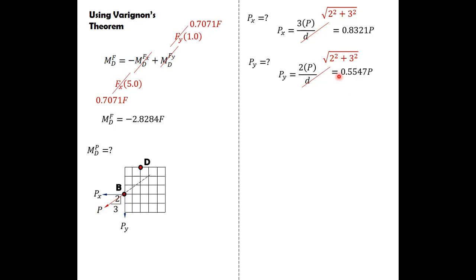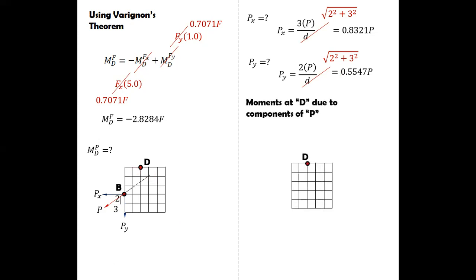Okay, now let us analyze the rotations of the two components about point D. Let us start with analyzing the rotation to be generated by the x component about point D. That is clockwise, and the moment arm is 3. It is the vertical distance from point B to point D. The reason why this is the moment arm is because this is the distance that is perpendicular with the line of action of the x component of P. And the rotation is clockwise. So this is the moment generated by the x component. Again, that is P sub x times the moment arm 3.